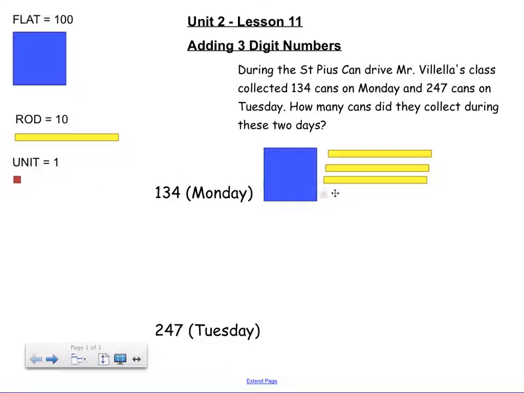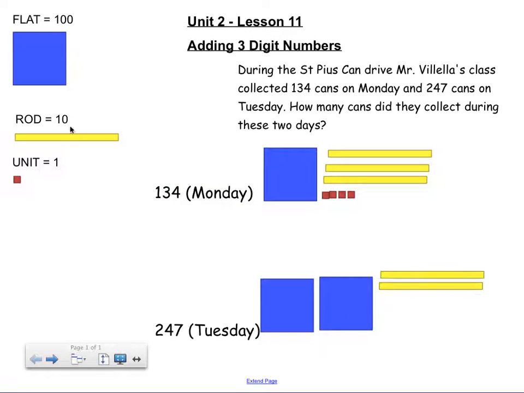1, 2, 3, and 4. So I represented 134 using the base 10 blocks: 100, 3 tens, 4 ones. I'm going to do the same with 247. In the hundreds I have 2, so I have 2 hundreds. I have 4 rods, 4 tens.